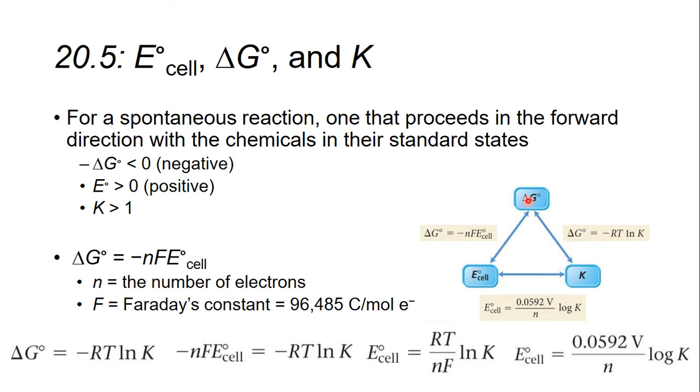And note, from going to delta G to E cell, we have this term called F. F is Faraday's constant. It's just a constant, so it always has a number of 96,485. N is the number of electrons in the balanced redox reaction. So that's what N stands for. Now, for spontaneity, we have 3 different ways we can determine if a reaction is spontaneous or not. If delta G is negative, it's spontaneous. If E cell is positive, it's spontaneous. If K is greater than 1, it is spontaneous.